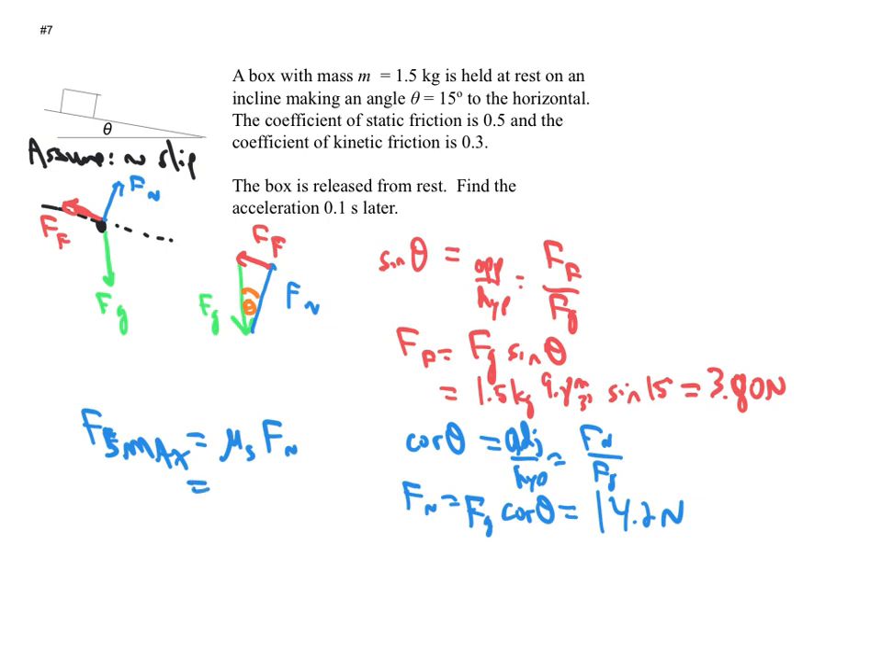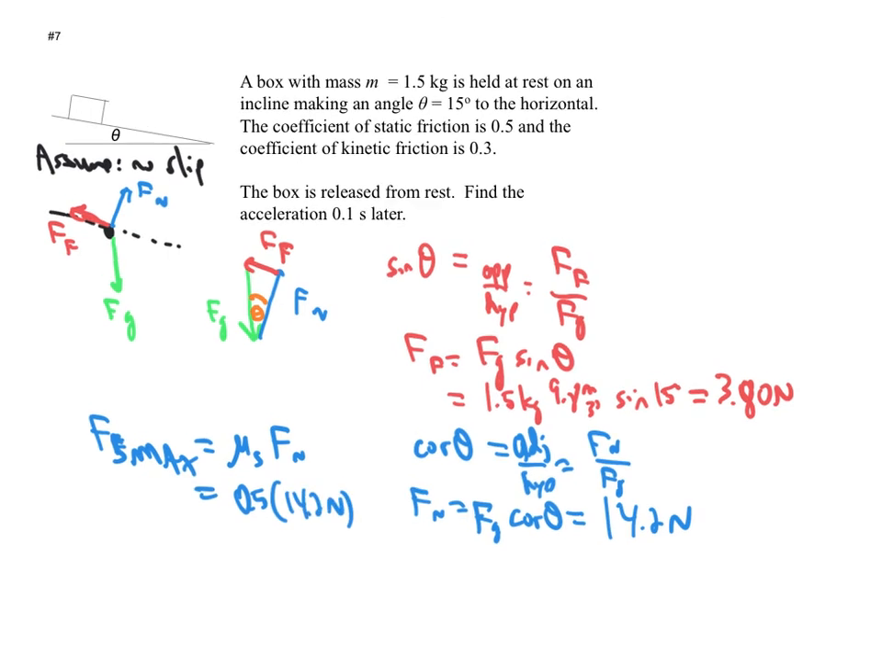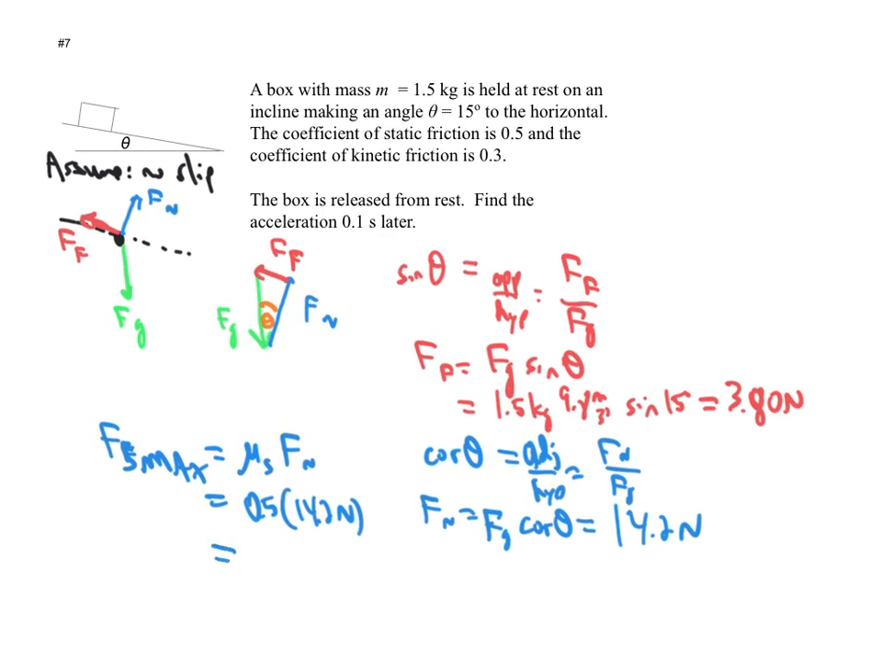We wanted the static frictional force, which is 0.5 of 14.2 newtons, or 7.099 newtons. And we see that the required static frictional force is considerably less than the maximum possible one, so no slippage is okay. Static friction can hold it in place, so it doesn't slip, and so therefore the acceleration is 0. So, not too bad.